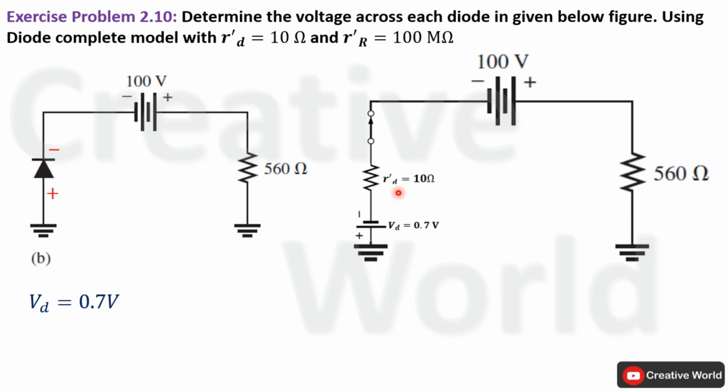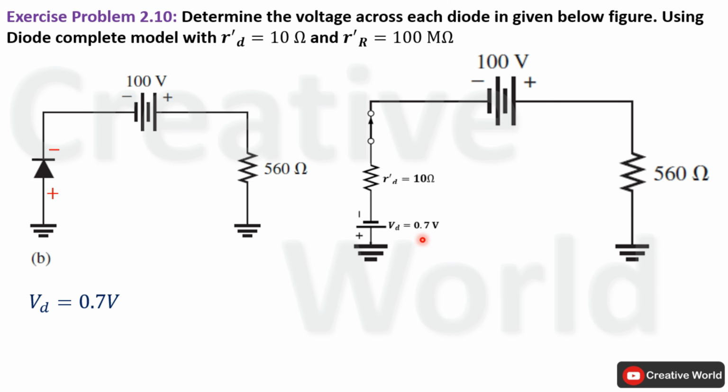Now we have to find the voltage across the complete model of the diode. In order to do that, we should have the value of voltage across this dynamic resistance. That can be calculated using the voltage divider rule again, because this resistance and this resistance are connected in series. And we know the supplied voltage, so we can apply the voltage divider rule to find the voltage across this 10 ohm resistance. First we have to subtract the forward drop of the diode from the supplied voltage, because this voltage is dropped from the supplied voltage, and the remaining voltage will appear across these two resistances.